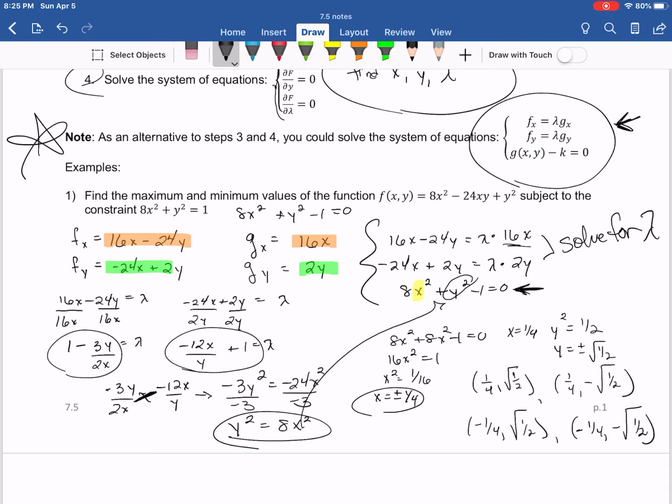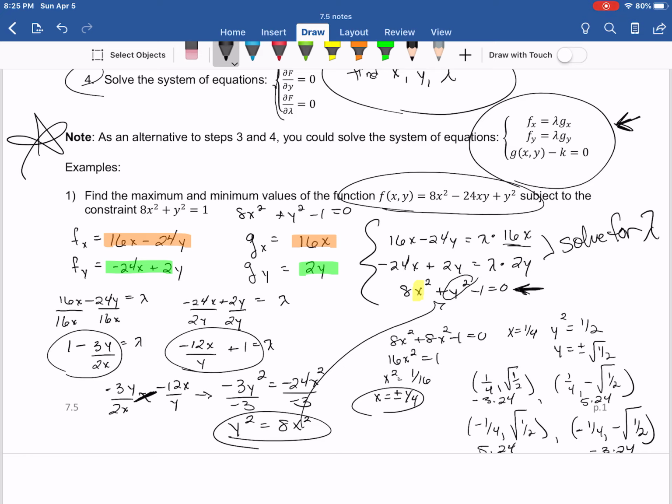Now to figure out which ones are maximums and which ones are minimums, you're going to have to plug the values of x and y back into this beginning equation back there and figure out what f of those values give you. F of those values, it's just a matter of using your calculator. You're going to end up getting negative 3.24 on that first one, 5.24 on the one below it, 5.24 on that one, and then negative 3.24 once again on the bottom one.